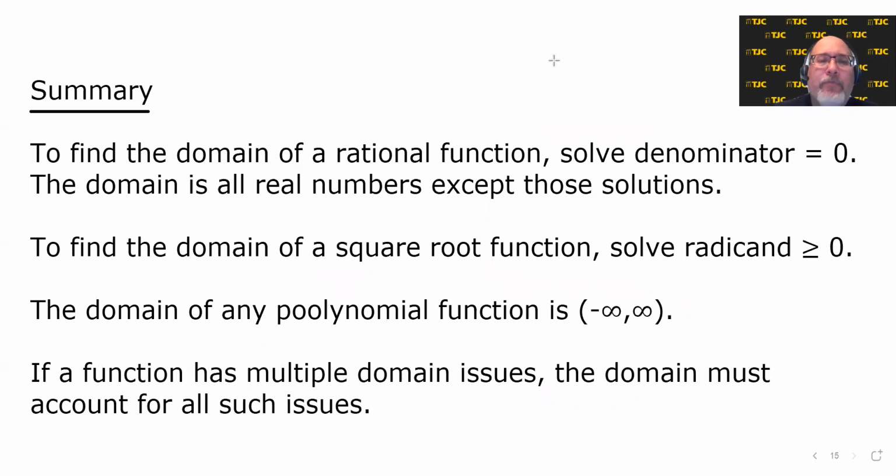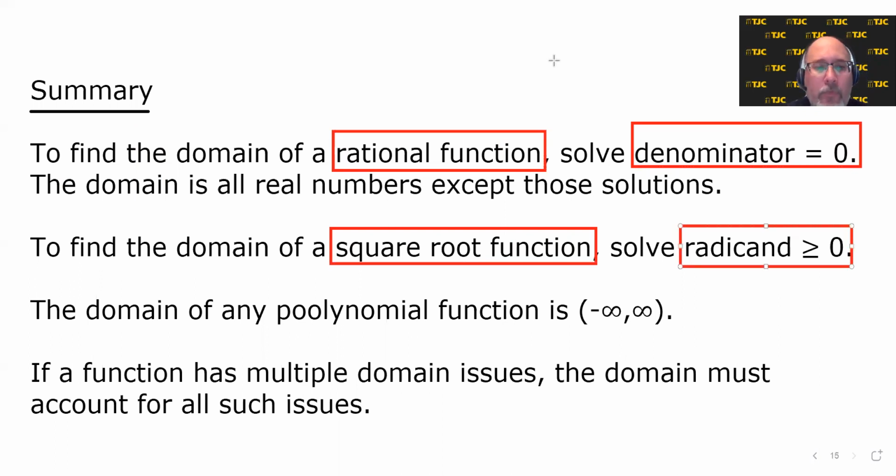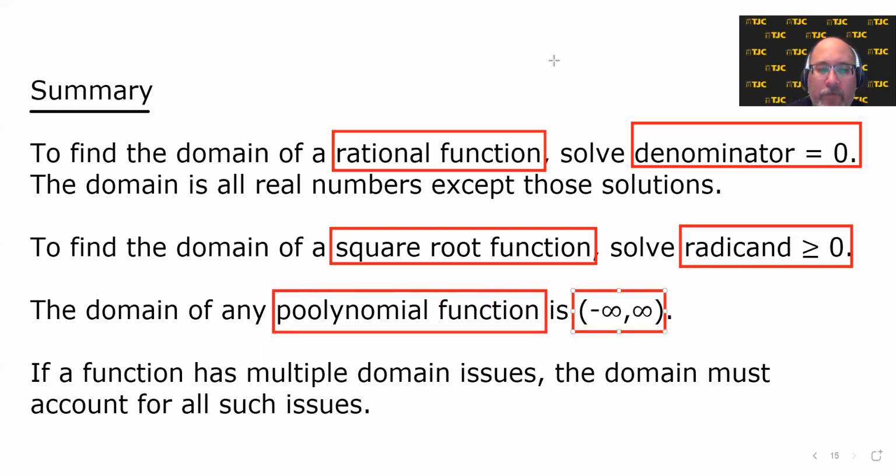All right, let's wrap up. Define the domain of a rational function: solve the denominator equal to 0, and the domain is all real numbers except those solutions. The thing in the red box is how to set the problem off. Define the domain of a square root function: you simply solve radicand greater than or equal to 0. The domain of any polynomial function is just all real numbers, negative infinity to infinity.